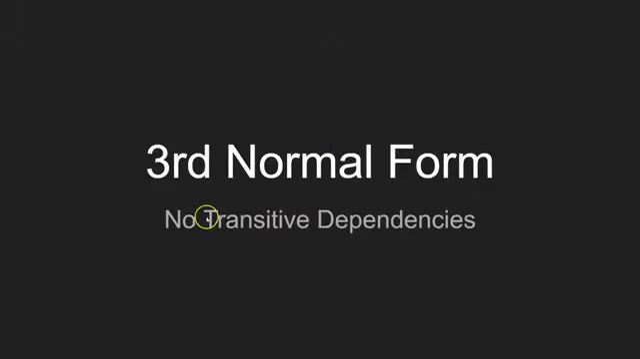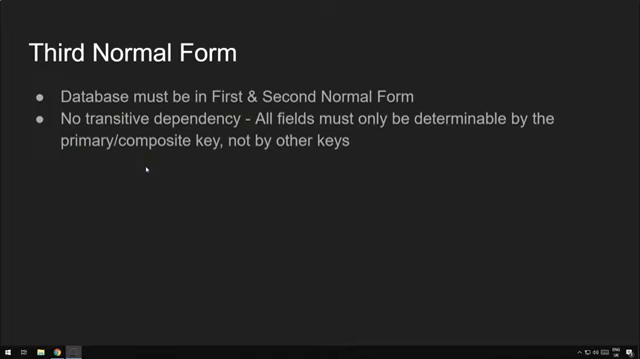Third normal form, no transitive dependency. So it's similar to the previous one, but we're not talking this time about the primary key or the composite key. We're talking about something else. So, just like when you tried to put something into second normal form, it had to already be in first normal form. Well, third normal form is the same idea. It needs to be in second normal form. But of course that also means that it must also be in first normal form, because the two go back.